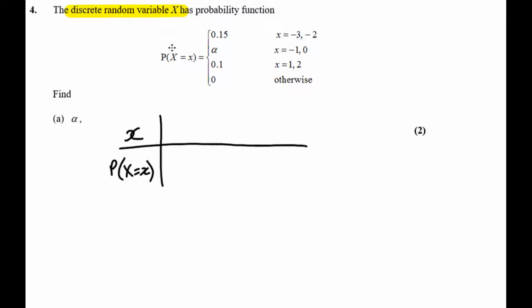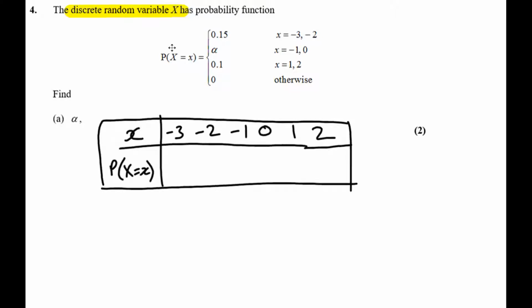Let's say what x values this distribution can take. It could be -3, -2, -1, 0, 1, and 2. What probabilities would we associate with each of these values? For -3, the probability is 0.15. For -2, the probability is 0.15. -1 and 0 are both alpha, which we don't know at the moment. And we have 0.1s over here.